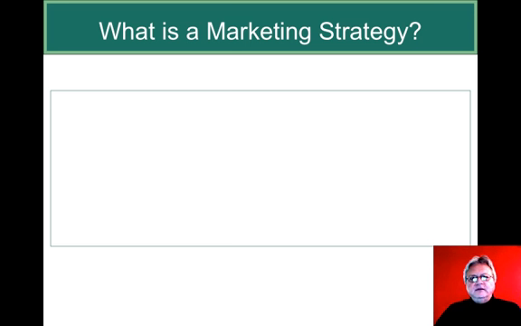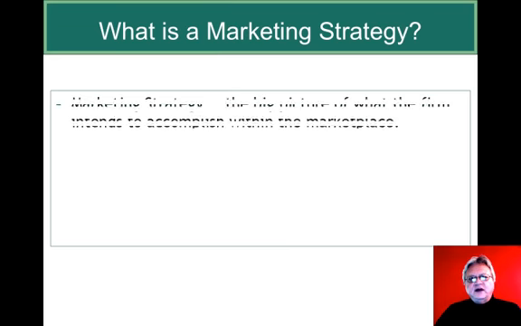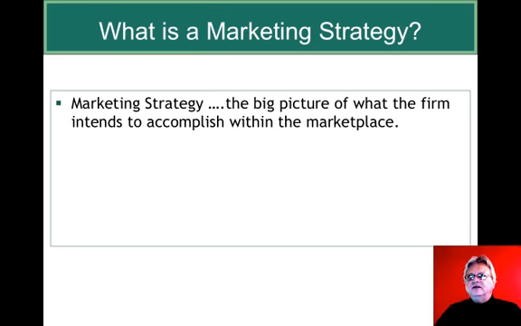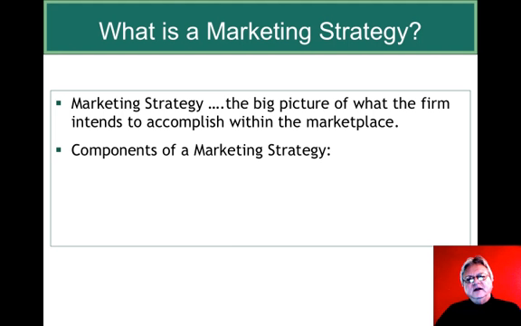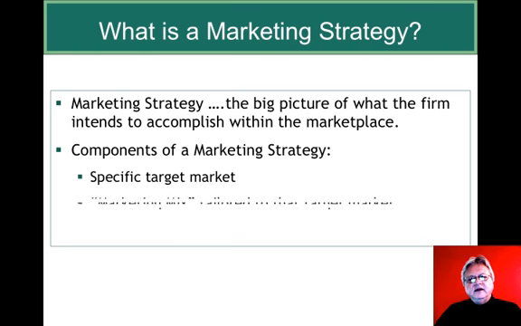the question could be posed, what is a marketing strategy? And this is a very simple concept, a very important concept. A marketing strategy is basically the big picture of what the firm intends to accomplish within the marketplace. And it consists of basically 2 components. One component is coming up with a specification of the target market. That is to say, who are the customers that the firm is aiming its resources at. So the first component of developing a marketing strategy is to specify the target market.